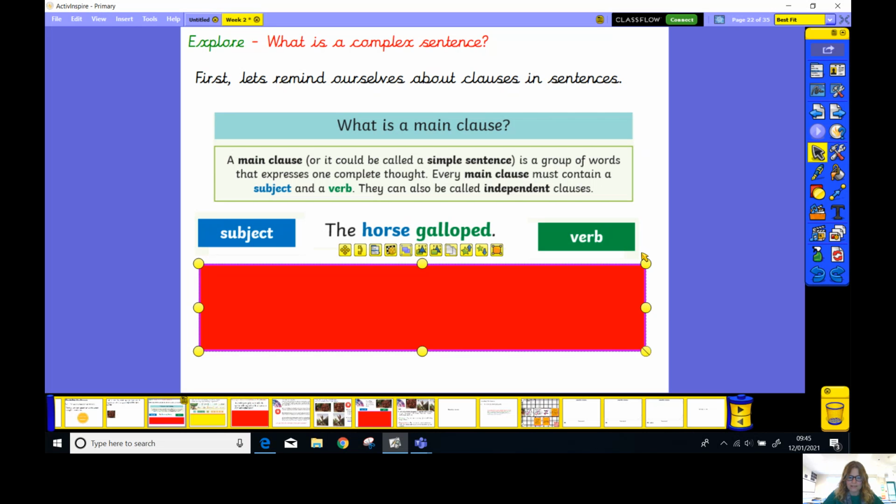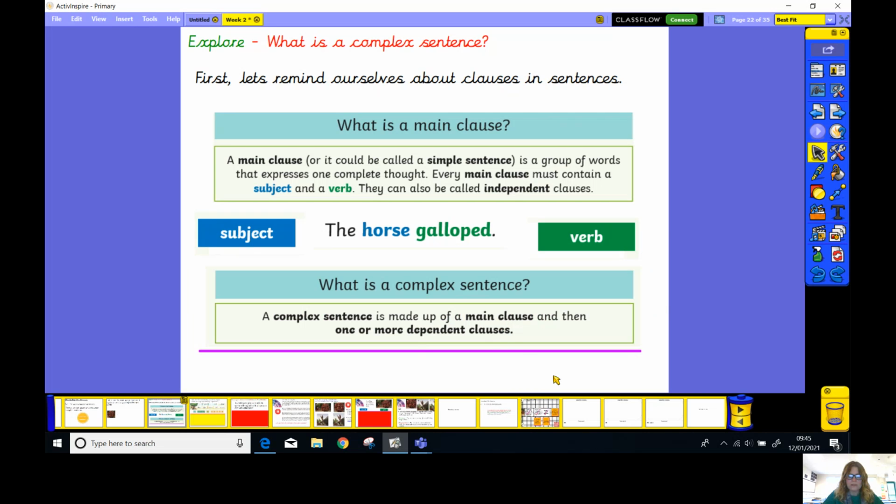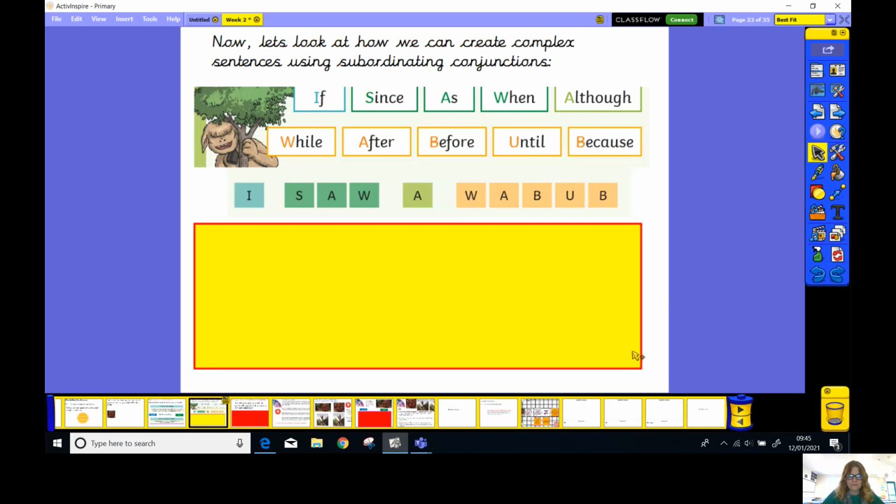So a complex sentence is one that is made up of a main clause and one or more dependent clauses, or we usually call them subordinate clauses in class, don't we? Okay. Now, to create a complex sentence, we use these subordinating conjunctions, don't we? And we've talked lots about these, and we usually call them the I saw a wobub. Now, if you imagine that's the wobub hiding behind the tree, and these letters represent these subordinating conjunctions. So we have if, since, as, when, although, while, after, before, until, and because.